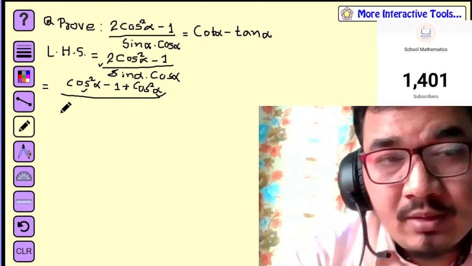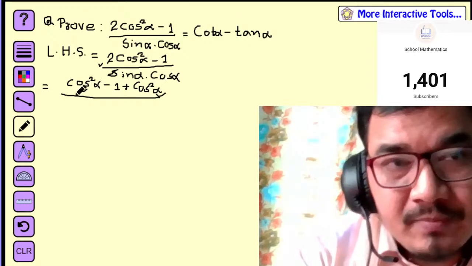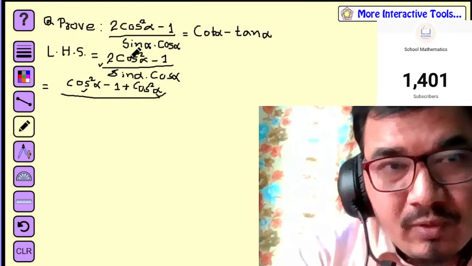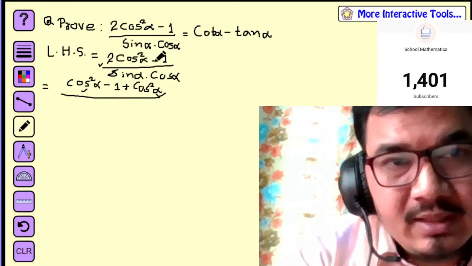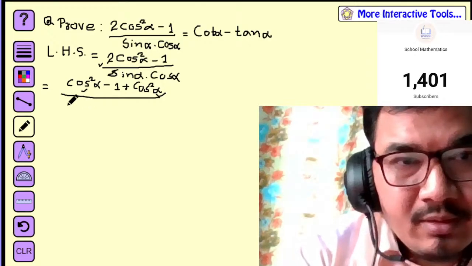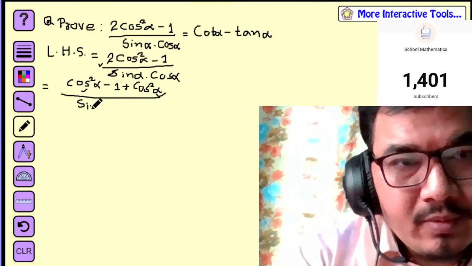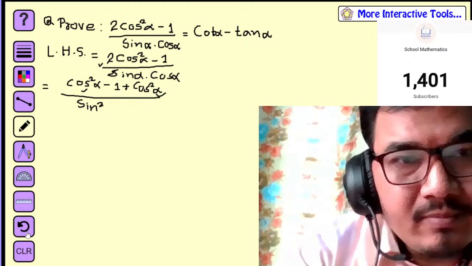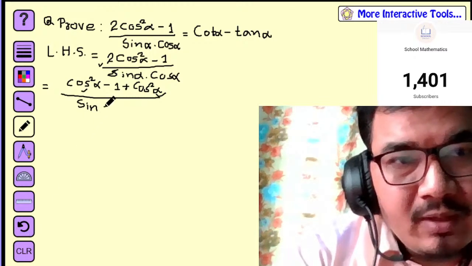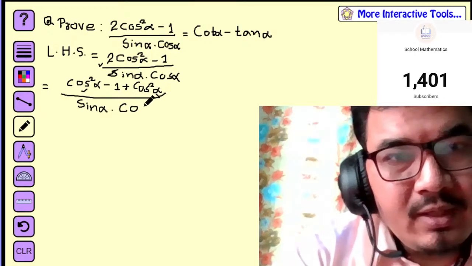Do you know why we have separated them in two parts here? Because there is no formula of this 2 cos square alpha minus 1 in grade 9 trigonometry 1, right? That's why we have separated them in two parts, cos square alpha, cos square alpha, okay. This is sine alpha into cos alpha, right here like this.